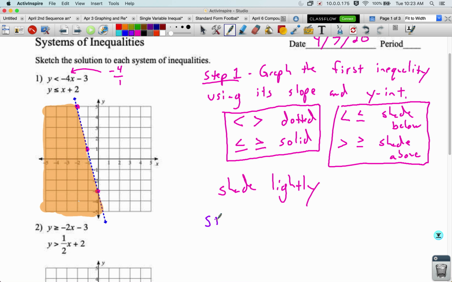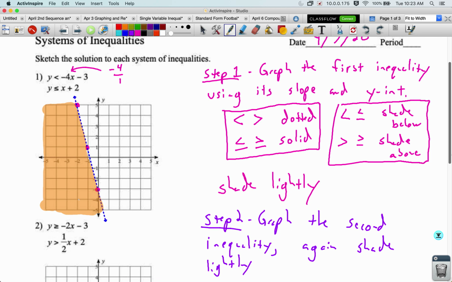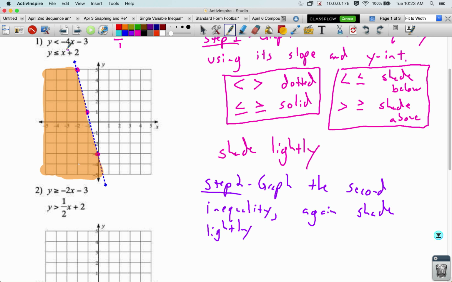All right, step 2. Graph the second inequality. Again, shade lightly. Okay, so we go back to this problem. I've got a y-intercept of 2. I don't see a slope, so the slope must be a 1, which I could turn into a 1 over 1, which means go up 1, right 1 to make our dots going to the right, or go down 1, left 1 to keep it in a straight line.